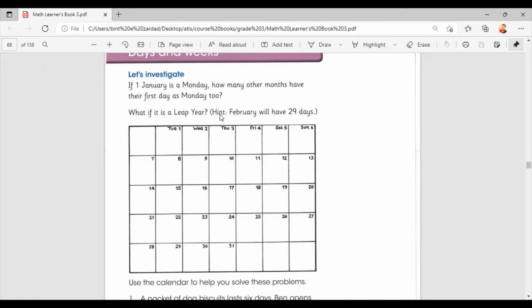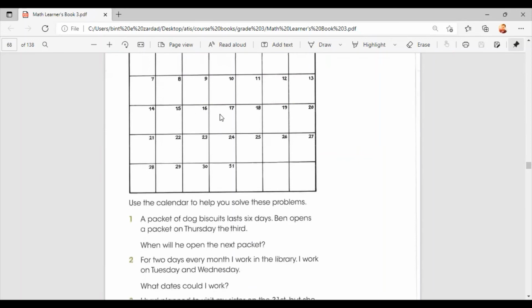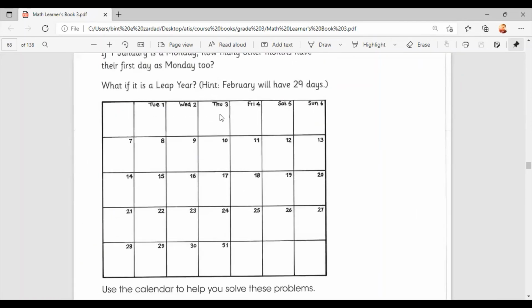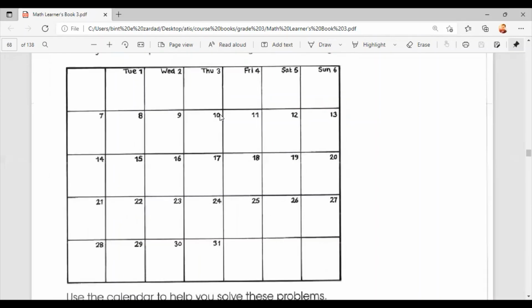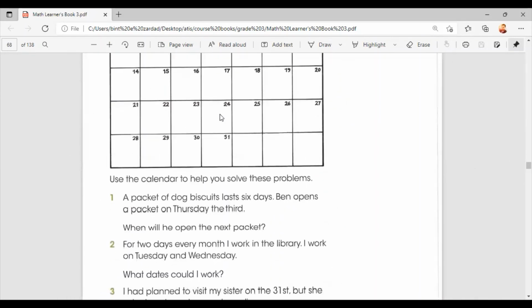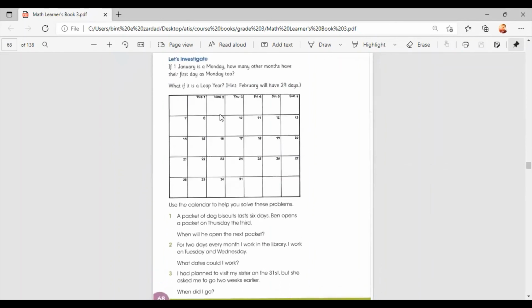What happens in the leap year? Just the month of February has 29 days. In all other years there are 28 days in the month of February, and in the leap year there are 29 days in February. Okay, now we can see here a calendar for only 1 month, with Tuesday, Wednesday, Thursday, Friday, Saturday, and Sunday and different dates. So use the calendar to help solve these problems. I'm using this calendar, so I made the size smaller. So you can see it in your learner book.